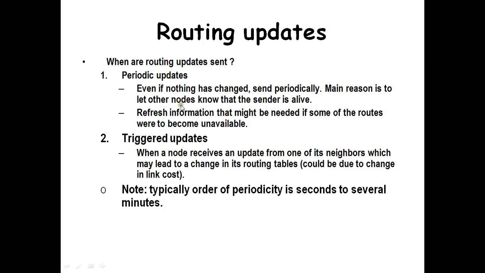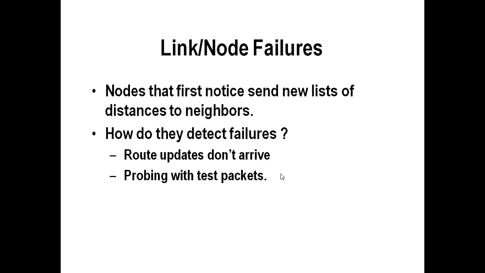The main reason is to let other nodes know that the sender is alive. Route refresh information might be needed if some of the routes become unavailable. Triggered updates: when a node receives an update from one of its neighbors, it may lead to a change in its routing table. Link failures: what happens when the link between two nodes fails? How do we detect the failures? One way is when route updates don't arrive, and another is probing with test packets.